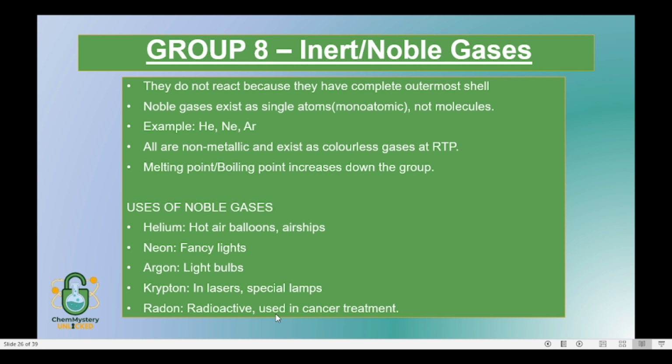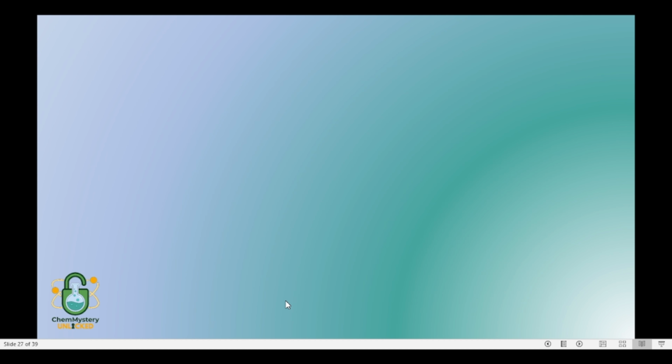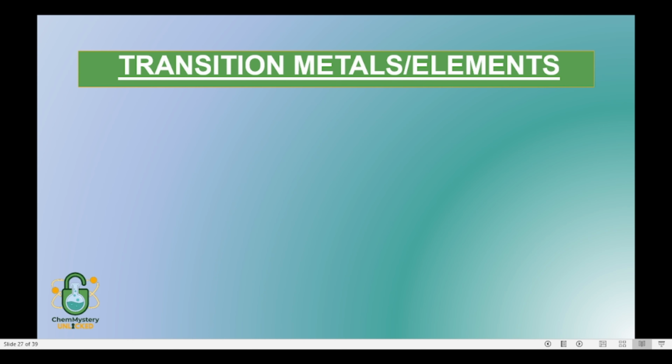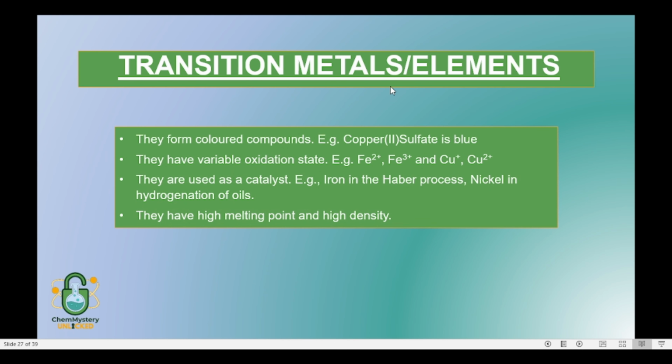Now let's move on to transition metals, transition elements. First point is they form colored compounds. Colored compounds बनाते हैं हमारे पास जितने भी transition elements होते हैं. अब हमारे पास example भी है. There is an example as well of copper sulfate. Copper 2 sulfate. Copper 2 sulfate is blue. So you can see it forms colored compounds.